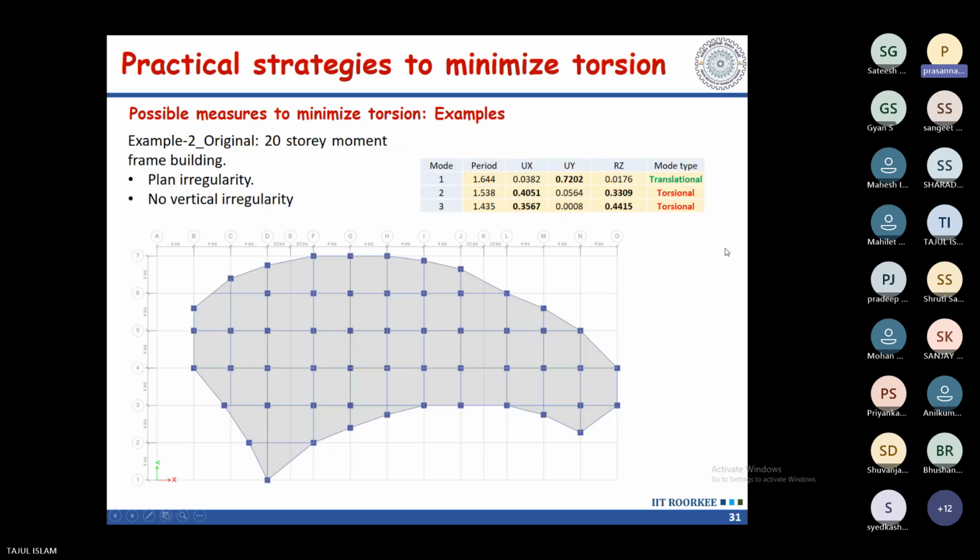Normally, in building configuration, it is sometimes not possible. That's why I'm telling this one. This is the thing.